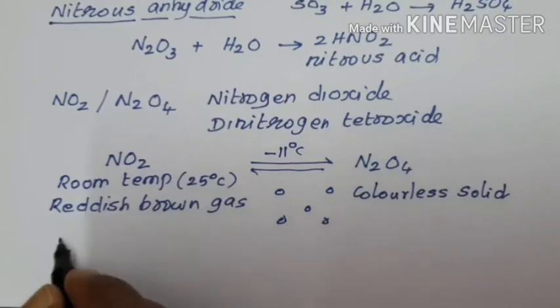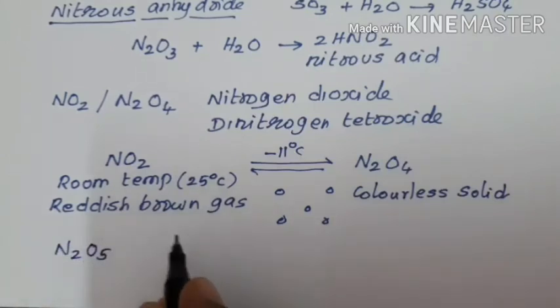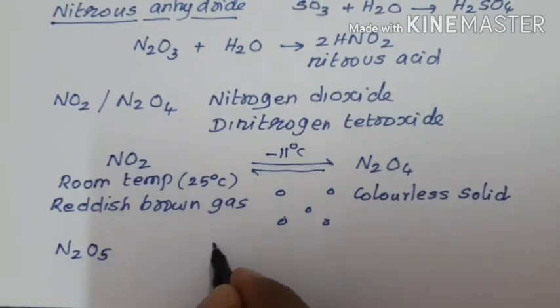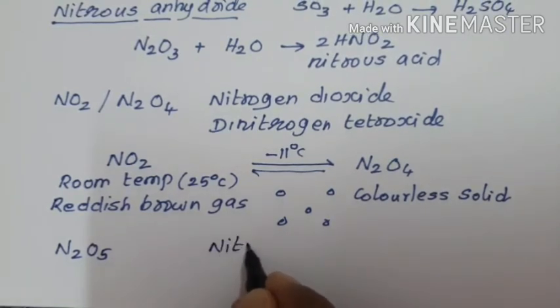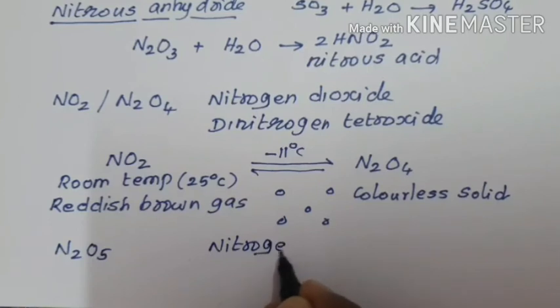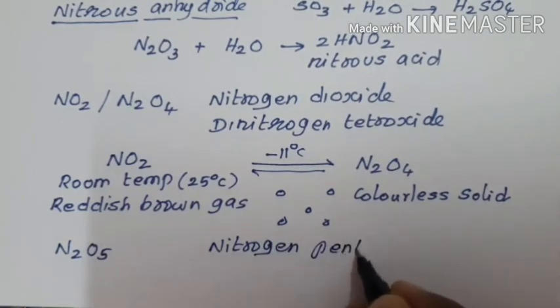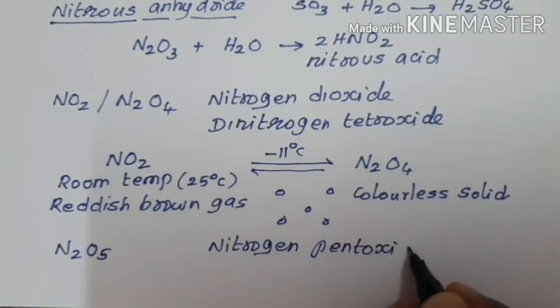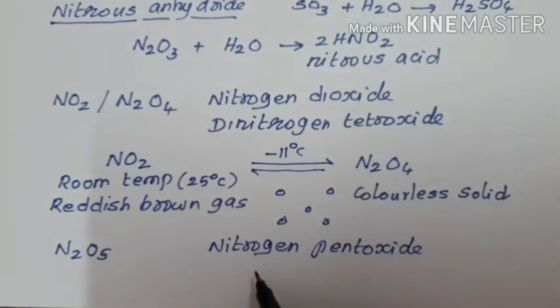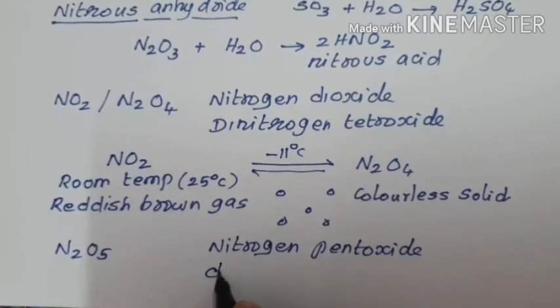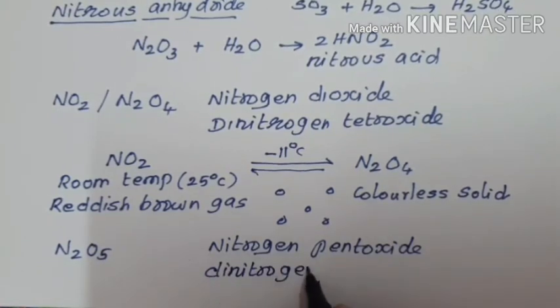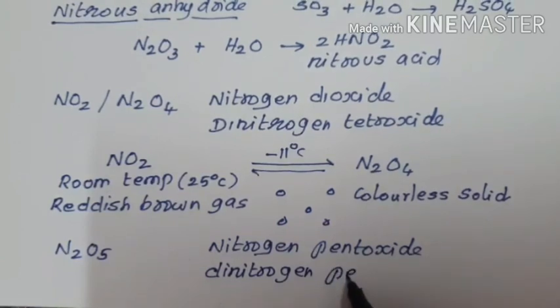And N2O5. This is nitrogen pentoxide, or dinitrogen pentoxide.